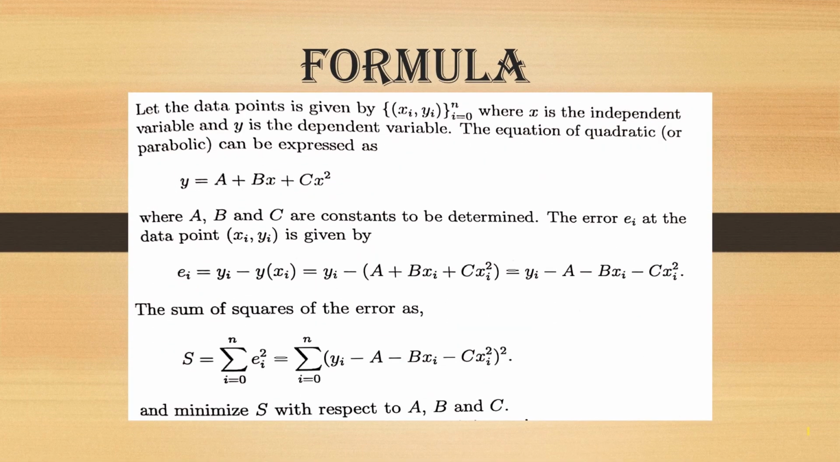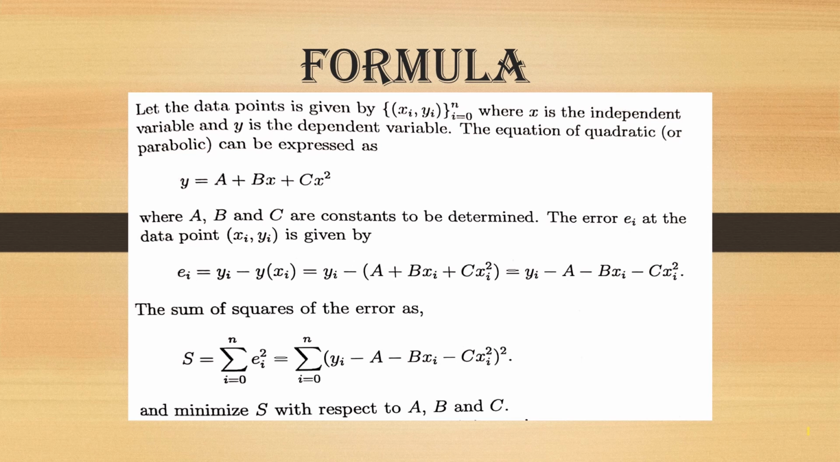Now I'm going to proceed to the formula of quadratic least square. We have data points given by xi, yi, with i starting from 0 until n. x is the independent variable and y is the dependent variable. The quadratic equation can be expressed as y equals a plus bx plus cx squared, where a, b, and c are the constants to be determined later.